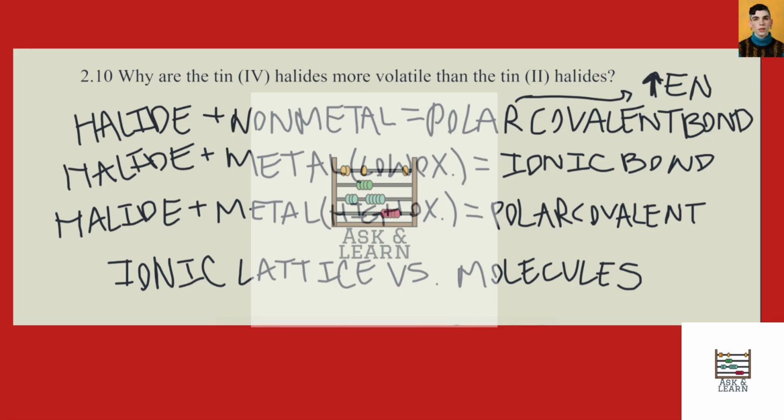So in this video, we're going to talk about question 10 from chapter 2, which asks us, why are the tin 4 halides more volatile than the tin 2 halides?